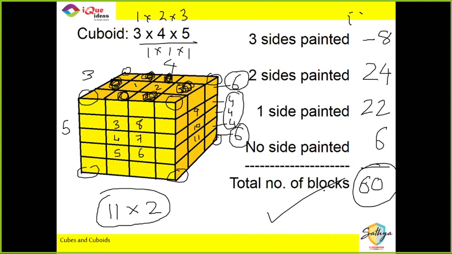Exactly, Kavya. 3 faces are visible, जहां पे 11 दिखते हैं, and 3 faces are invisible, जहां पे 11 नहीं दिखते. So 11 plus 11, total 22. Everybody understood one side painted का फंडा? Okay, so the complete example, I hope everybody got.